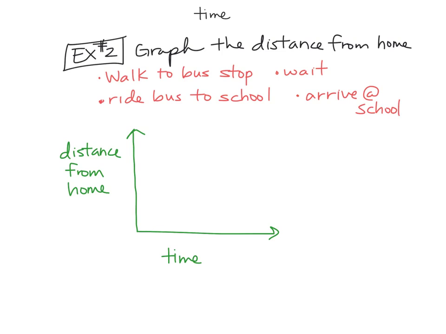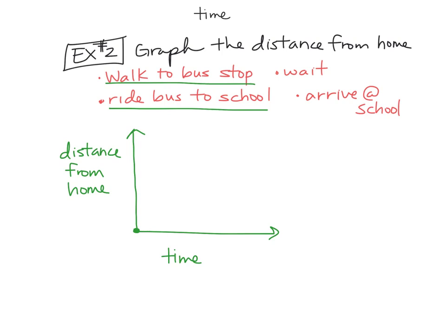How far are you from home when you start your day? You're at home, right? So we're starting down here at 0 because we are at home to start our day. So when we walk to the bus stop, now think about this. You're walking to the bus stop, you're riding a bus to school. Which one of those is going to be a steeper slope? Riding to school, right? Because you ride faster. So time is less when you're riding versus when you're walking in terms of distance.